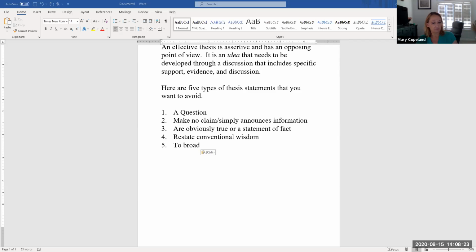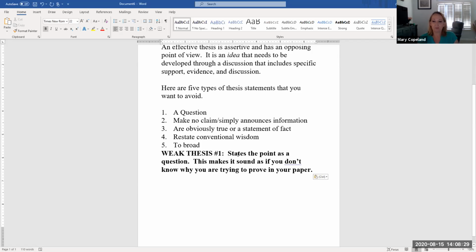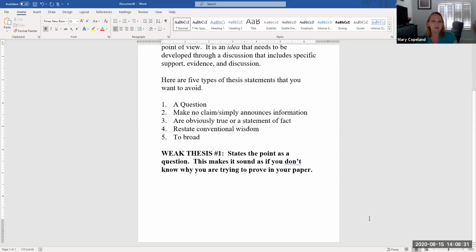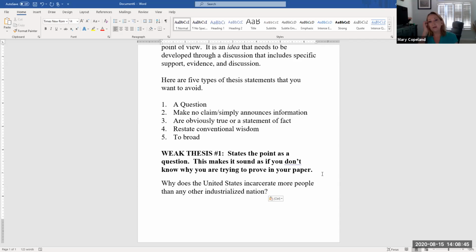Weak thesis number one states the point as a question. This makes it sound like you really don't know what you're trying to prove in your paper. So here would be an example of that, something like this: Why does the United States incarcerate more people than any other industrialized nation? It's an interesting topic, but it's not a thesis statement. So to revise that into a thesis statement, we're going to talk about why that is.